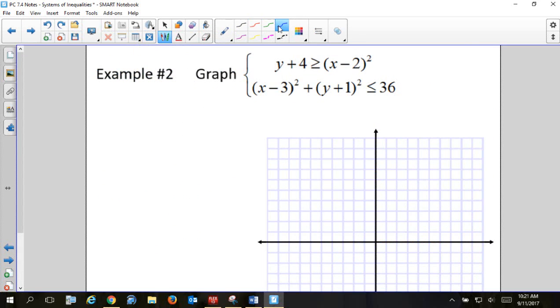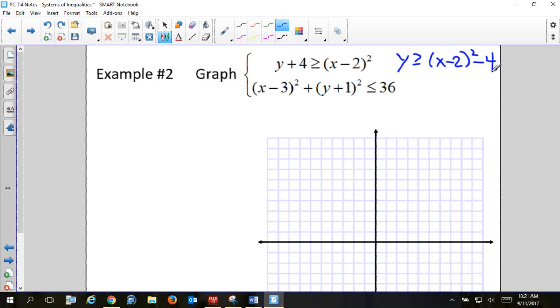Example 2, we start out with y plus 4 greater than or equal to (x minus 2) quantity squared. What kind of graph is that one? It is a parabola. You knew that because x is squared. It's just not in the form that we normally see. So if I take that 4 and move it over to the other side, I have minus 4. Now it looks like a parabola in the form that we've been seeing.